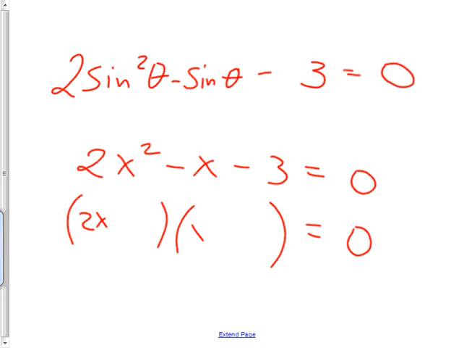Did you get 2x and x? All right, and who's got it? What was it? 2x plus 3, minus 1. Now how can you know you're right? How can you be confident?